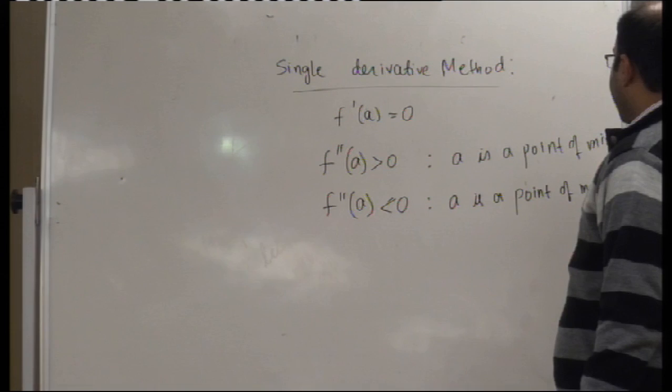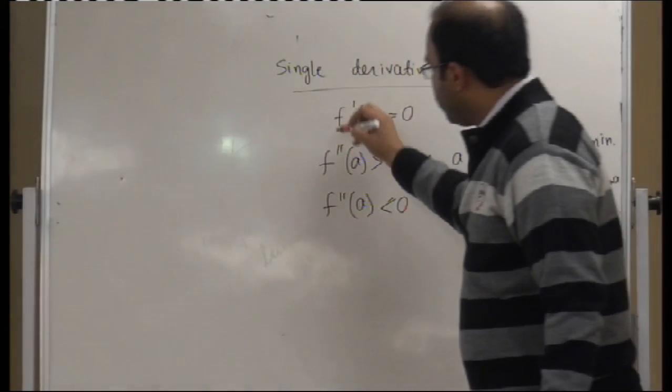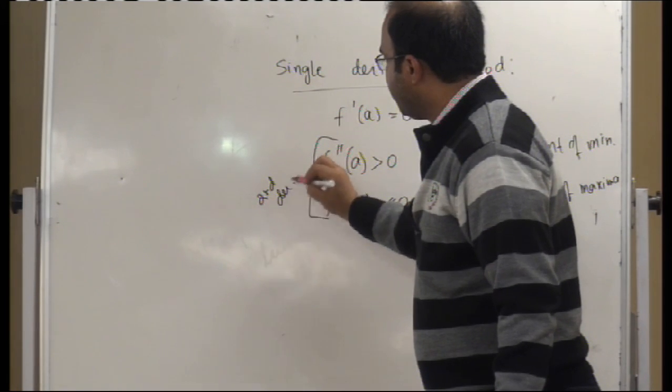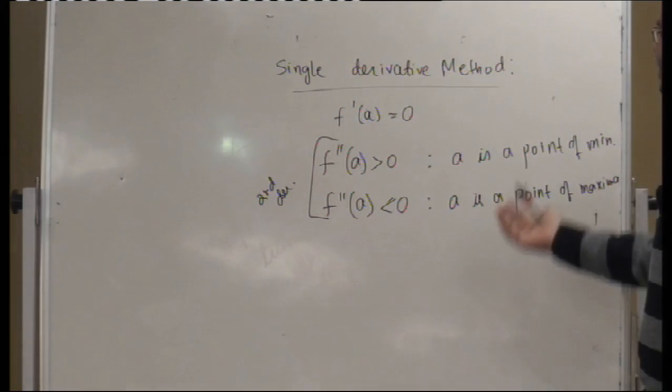and in the other case we say that a is a point of maxima. This was the second derivative test. Actually I introduced it before the first derivative test, no problem. Second derivative, as you remember, this was the second derivative test. How is the first derivative test different?